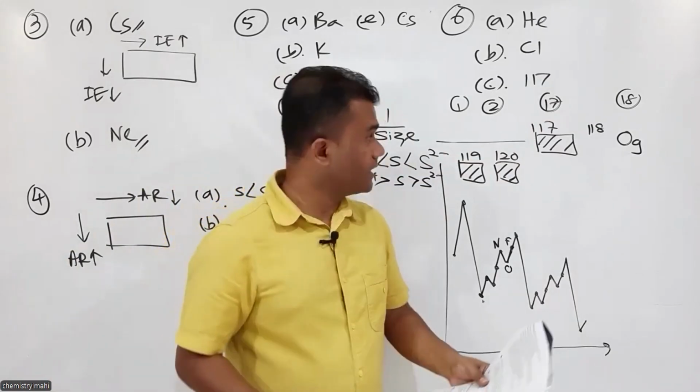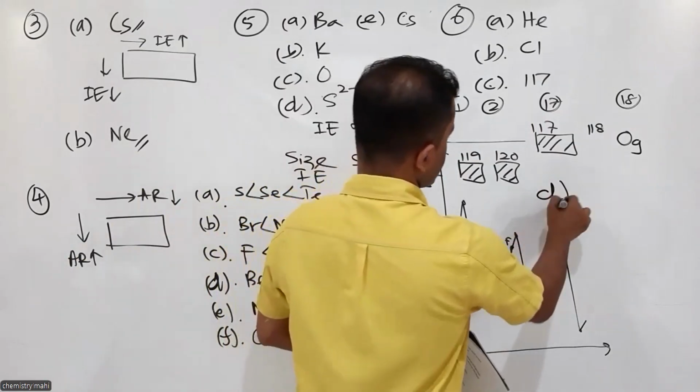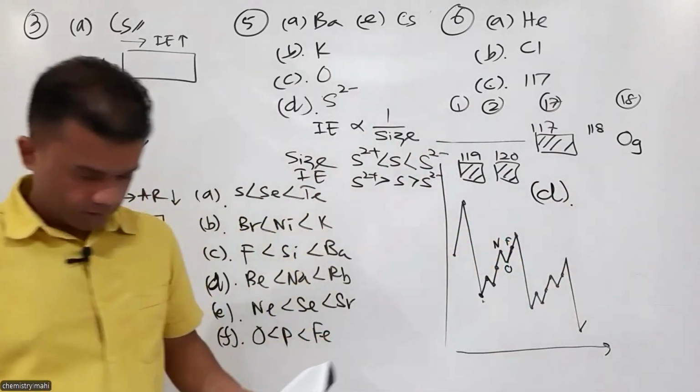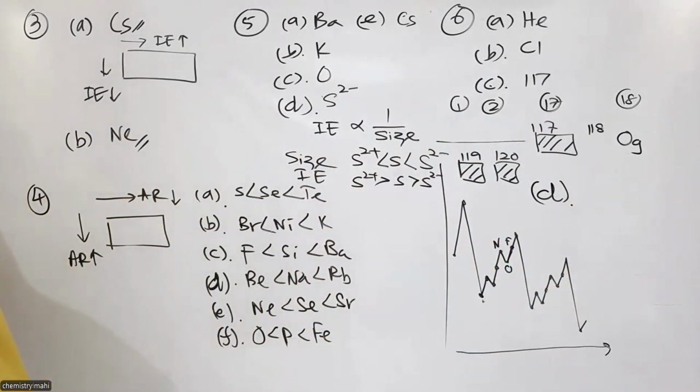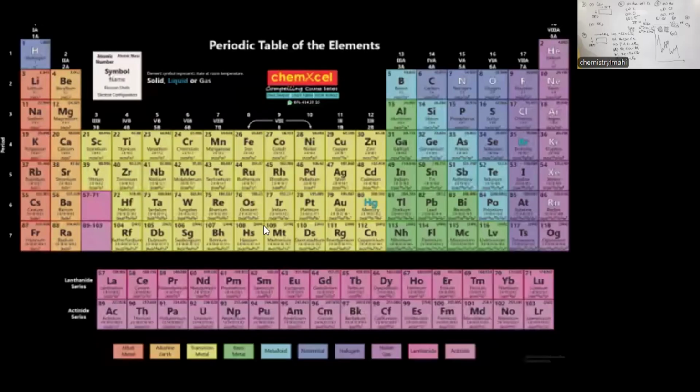Next, part D. Here it's given niobium, zinc and silicon. Again, go back to the periodic table and see it. Where is Nb?